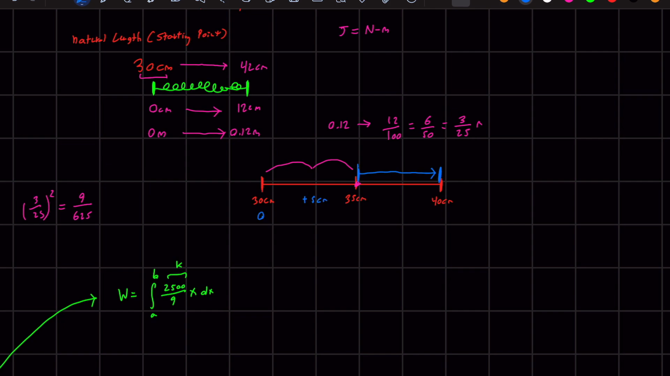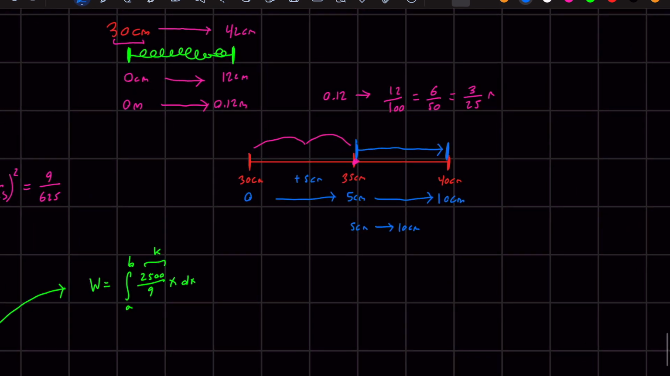Because this is essentially 0, because this is our starting point. So really, this is like 5 centimeters. And then from 35 to 40, that's another 5 displacement. So over here is 10 centimeters. Remember, everything is related to our natural length starting point. So really, we're going from 5 centimeters to 10 centimeters. But again, we have to work with meters because we're working with joules and Newton meters. So you just move the decimal point 2 spots to the left. So it's going to be 0.05 meters to 0.10 meters.